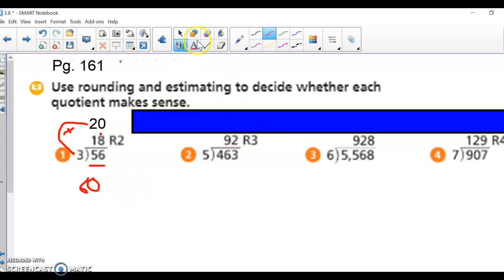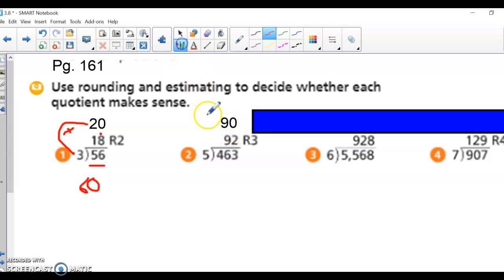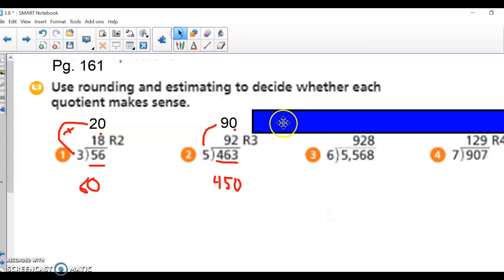Well, let's look at this one. 92 with a remainder of 3. First of all, think about what we're going to round 92 to. And we just ignore the remainder when we're checking our work here. But I'm going to call it 90. 92 is only 2 away from 90, so I can work with this number easily. And remember, I'm going to multiply 90 times my divisor. 9 times 5 is 45. All right. And then I have 1 zero, so 450. Yeah, that's pretty close to 463. I have a pretty good chance that I got that one right.